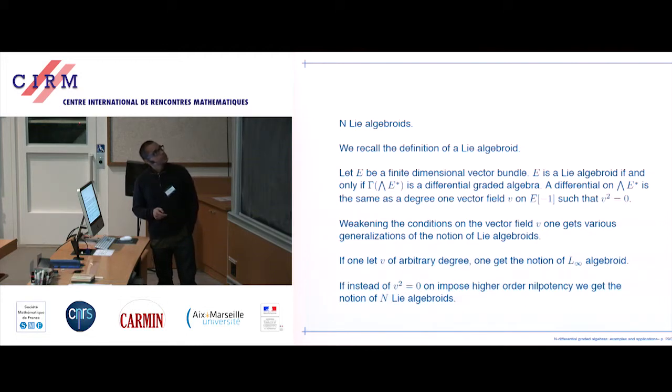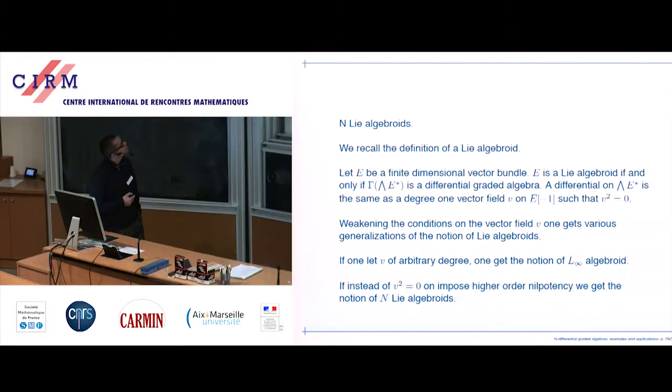I take a finite dimensional vector bundle over some manifold. Then a Lie algebroid can be defined. There are other definitions, but this is a very quick definition and useful for my purposes. It just introduces the structure of a differential graded algebra on the dual of the sections. Here you use the standard product, you get a graded algebra, and if you add the differential, this is what you call a Lie algebroid.